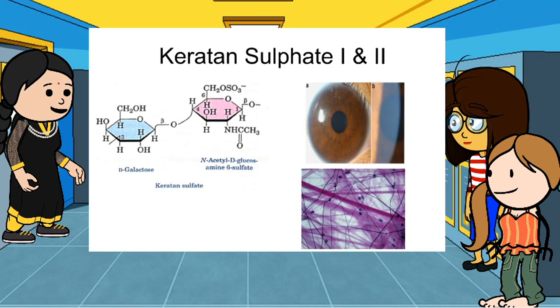And that is keratin sulfate, which is originally isolated from cornea. It is the only glycosaminoglycan without uronic acid. The transparency of corneal endothelium is maintained by keratin sulfate. It's composed of N-acetylglucosamine and galactose, seen in cornea, cartilage, then loose connective tissue.